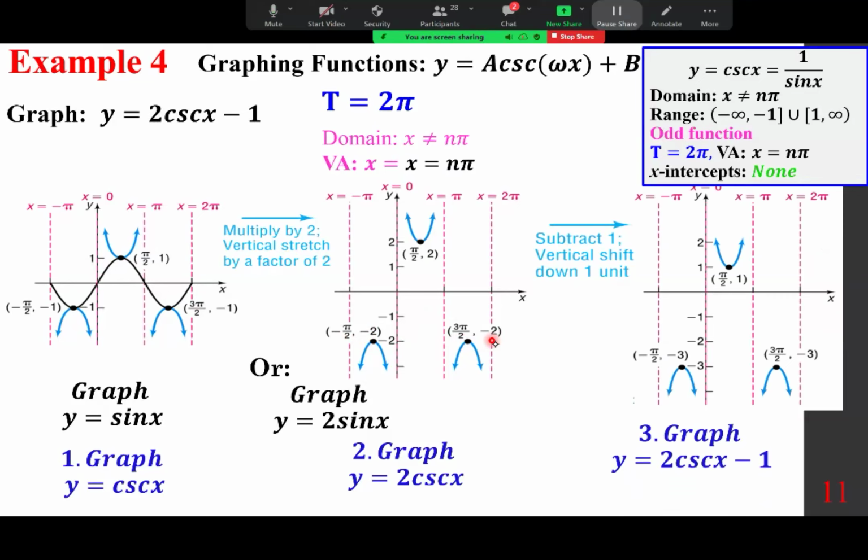So this transformation has not had any effect on the domain or the vertical asymptotes, but it has changed the range. Notice it can't cover from negative 3 to 1. So the range becomes minus infinity to negative 3 union 1 to infinity. So it has affected the range, okay? For example, the range for this one would have been minus infinity to minus 2 union 2 to infinity for this one, okay?